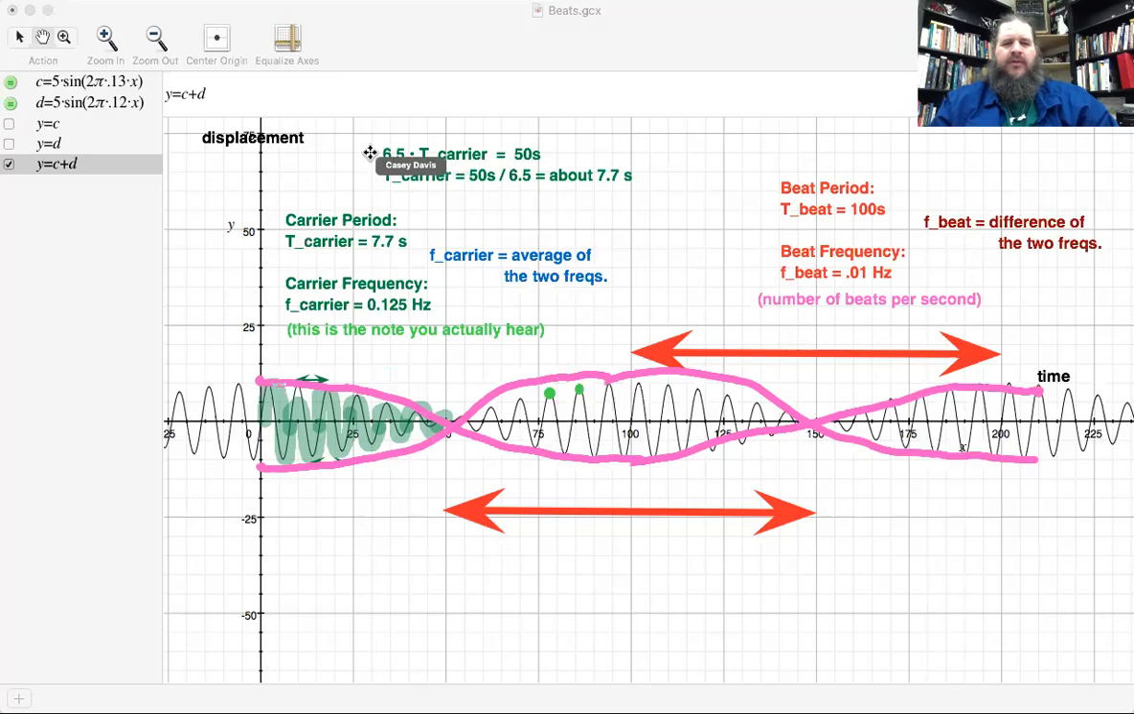You've got two frequencies of the original waves that are coming in. If you take the average of those two frequencies, you get the note you actually hear, the carrier frequency. If you take the difference of the two frequencies, you get the beat frequency, how many beat cycles there are per second. Any questions on that so far?